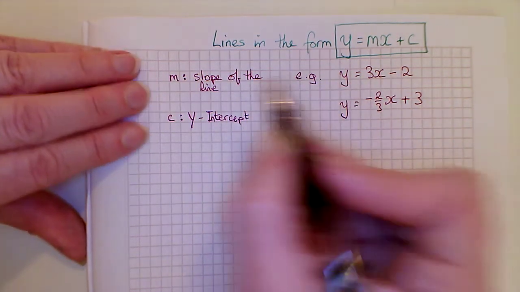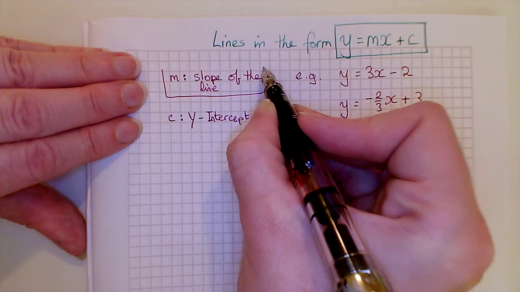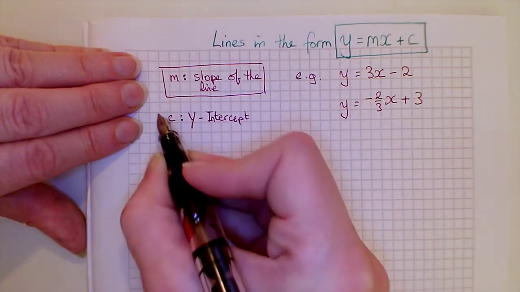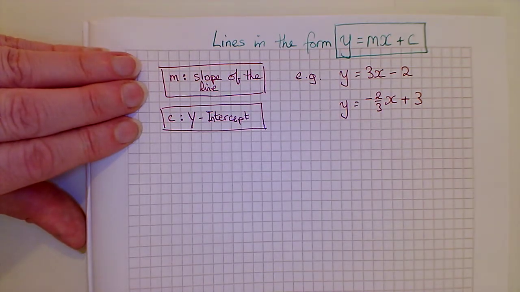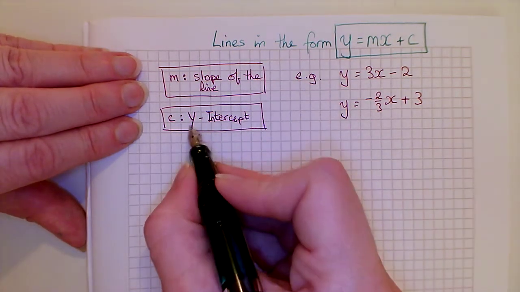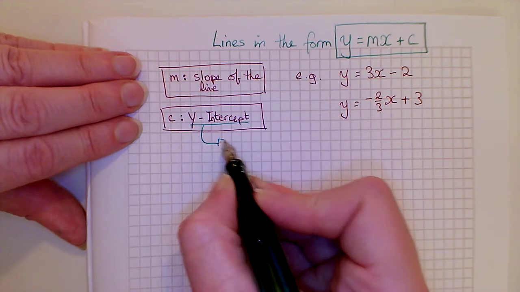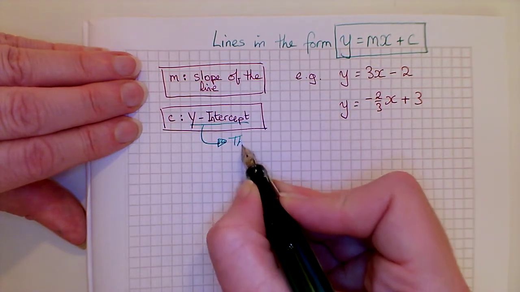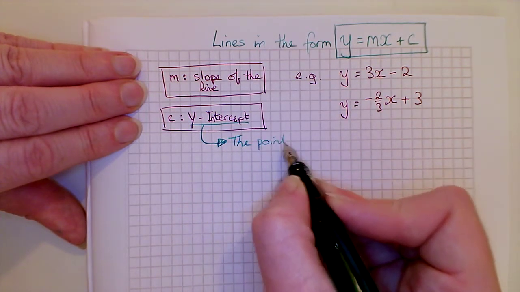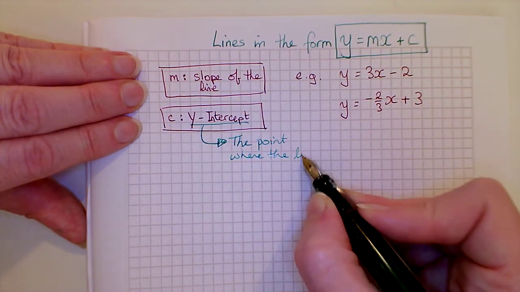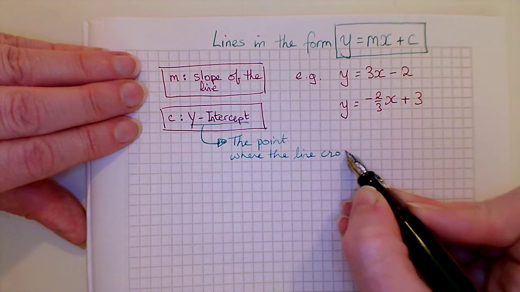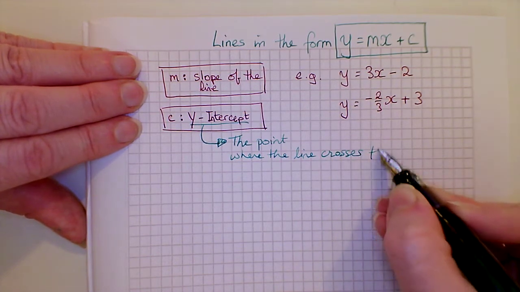Now that's a new word that you probably haven't heard before. So m is the slope of the line and c is the y-intercept. The y-intercept is the point where the line crosses the y-axis.